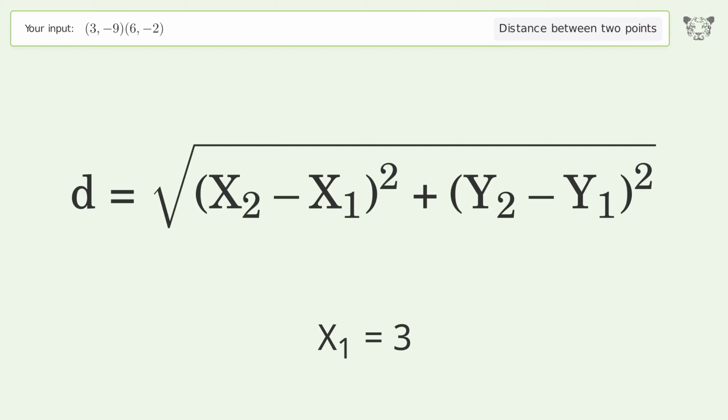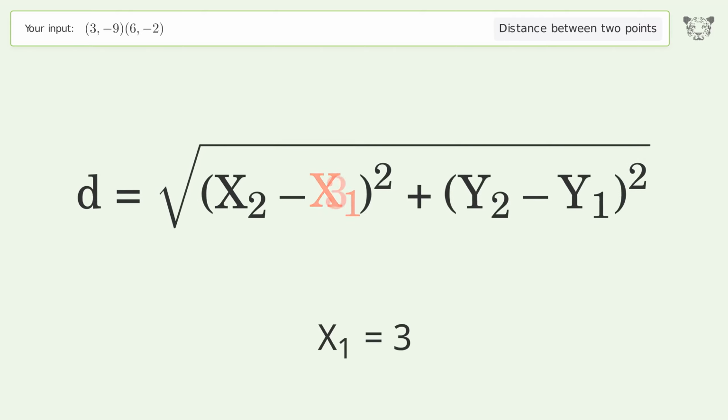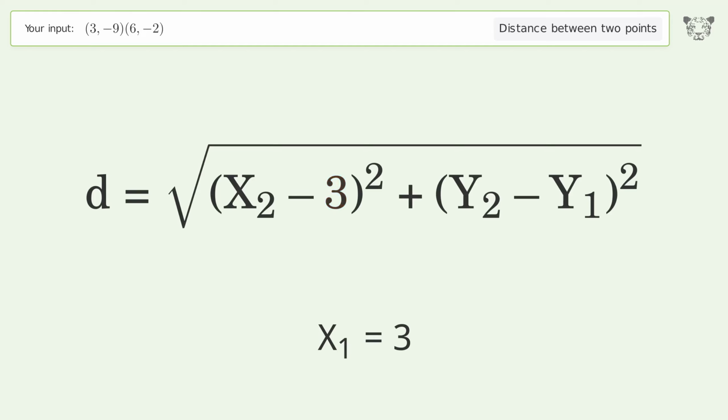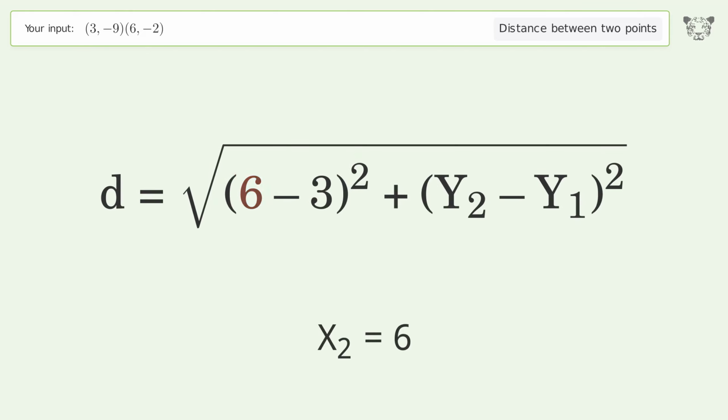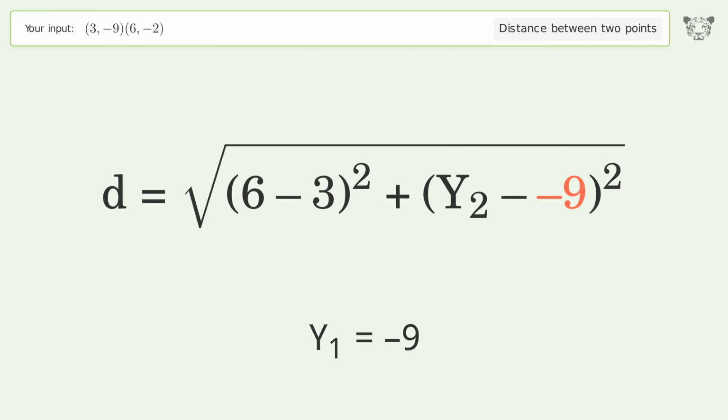x1 equals 3. x2 equals 6. y1 equals -9. y2 equals -2.